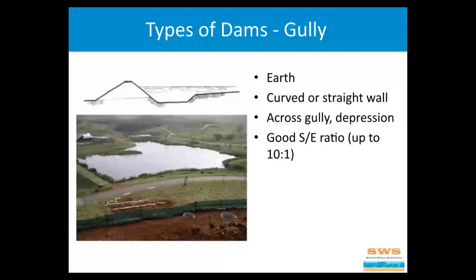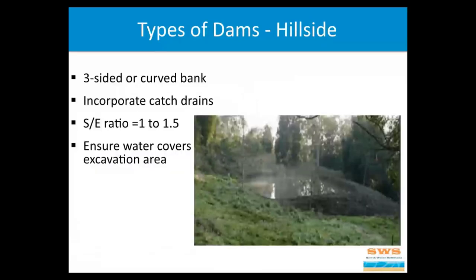So then the cost of water impounded versus the cost of building the wall is a far better ratio for you, so you get a better bang for your buck, in another term. Whereas, as opposed to maybe a hillside dam or a small dam on the side of a hill, it's three-sided or a curved bank, you can see there the storage to earth ratio is really limited, so we go from 1 to 1.5. So that means for every cubic metre of soil we dig out to build the dam, we get between 1 and 1.5 cubic metres of water.